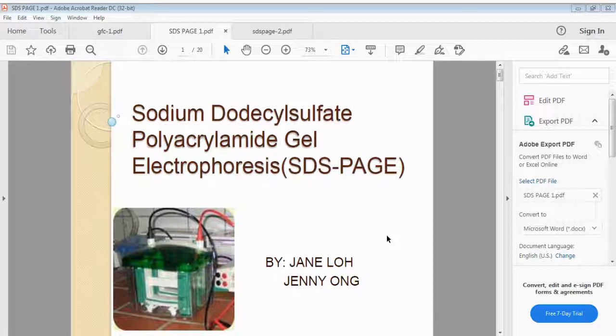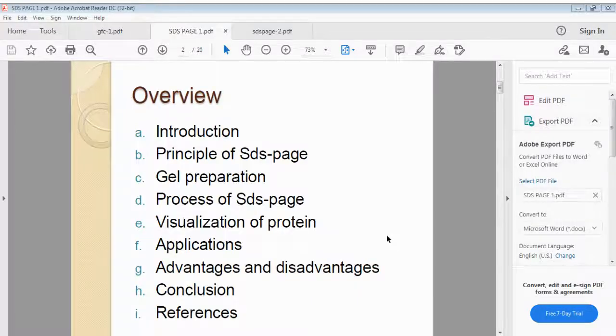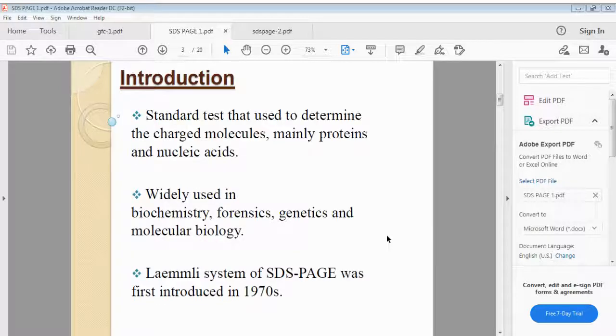Okay. So today we are going to see about sodium dodecyl sulfate polyacrylamide gel electrophoresis, that is SDS page. Here we are going to see what the different features of SDS page are, how it works, the principle, preparation of the gel, and how the process of SDS page takes place. And after the separation is done, how to visualize the protein, and what the applications, advantages, and disadvantages of SDS page are. Okay. So what is SDS page?